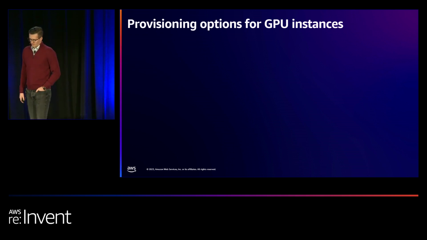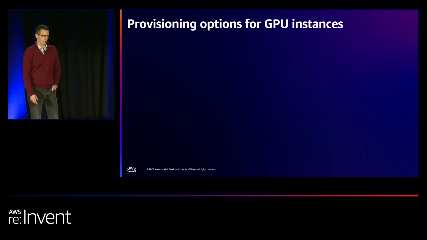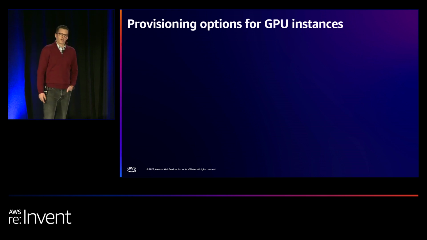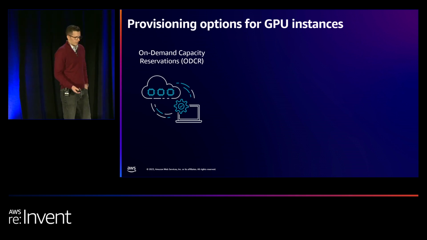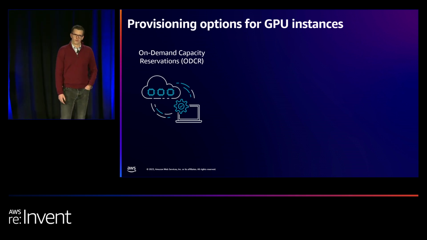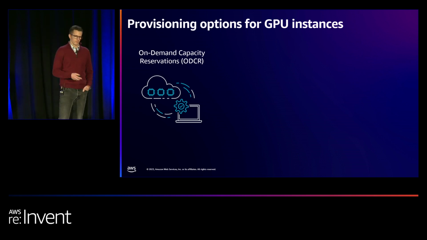So I want to talk about the provisioning options that we have available for GPU instances, P4 and P5, or actually this is really focused on P5 right now, instances in EC2 that when used correctly can really help you mitigate these scarcity challenges or bypass them entirely. So we have on-demand capacity reservations, or ODCRs for short, which many customers are using right now for GPU capacity in EC2. And what ODCRs allow you to do is reserve a specific instance type in a specific availability zone for however long you want.